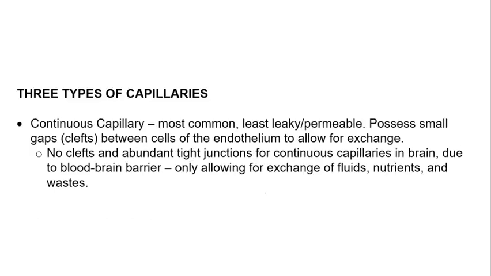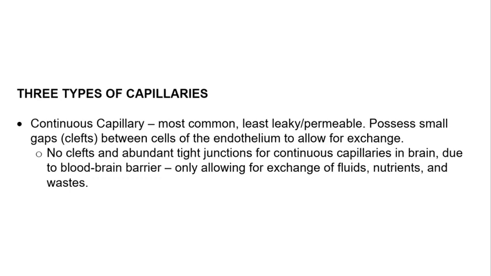The first of the capillary types is the continuous capillaries, and these are the most common and the least leaky, or the least permeable, capillary type. They possess small gaps called clefts between the endothelial cells to allow for exchange of fluids and small molecules. Continuous capillaries found in the brain possess no clefts and very abundant tight junctions due to the blood-brain barrier. This only allows for the exchange of very specific fluids, nutrients, and wastes. So no other materials, including some drugs and medicines, are permitted to enter the brain tissue because of the presence of the blood-brain barrier.